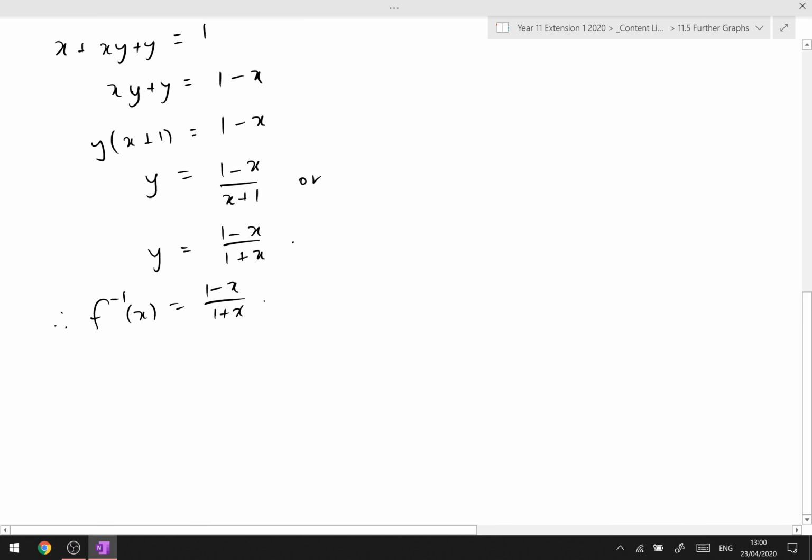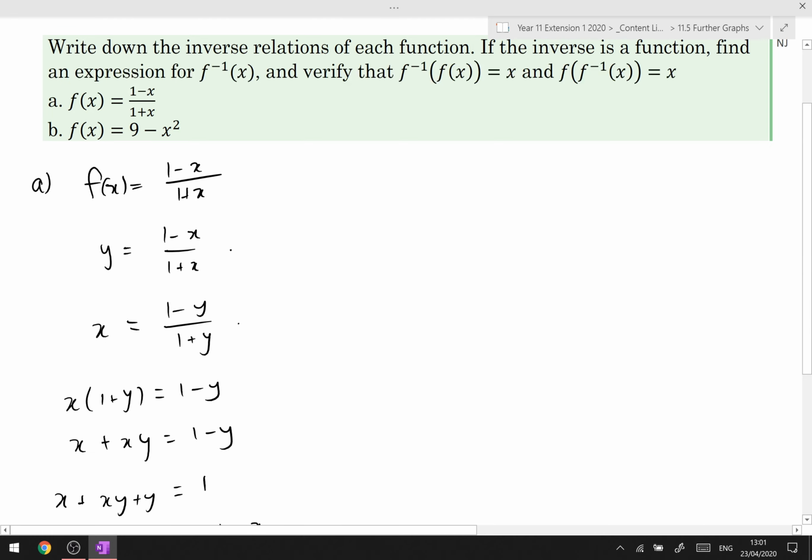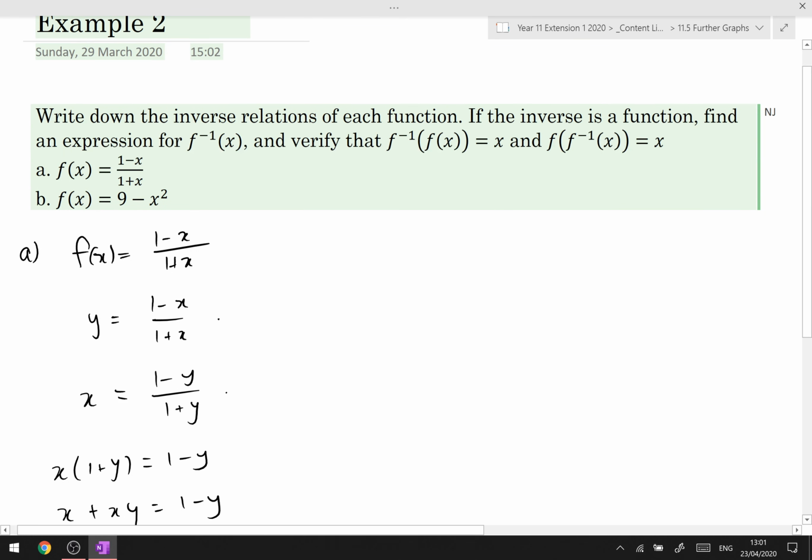Okay, so the reason we've done it like that, you'll notice it's actually the same as what we started with. So the inverse is the same as the original function: 1 minus x over 1 plus x, 1 minus x over 1 plus x. So we need to verify it now and make sure that it is the inverse.